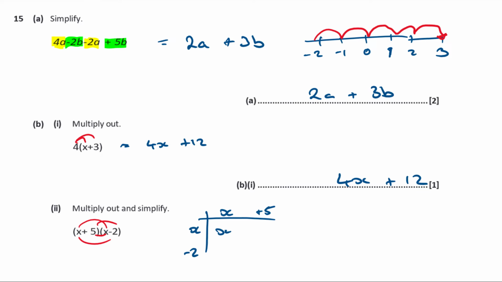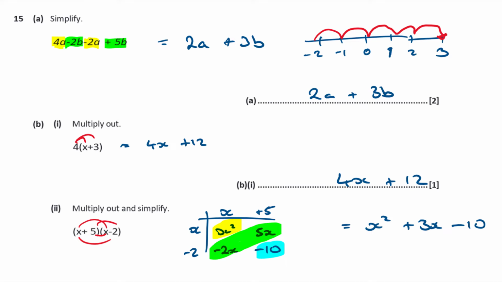So x times x is x squared, x times positive 5 is 5x, x times minus 2 is minus 2x, and minus 2 times 5 is minus 10. Okay, so you've got 3 types of terms here. You've got a term in x squared, that goes at the beginning, so x squared. And then we've got 2 terms in x. I've got 5x minus 2x. Now we need to combine these together. So 5x take away 2x, that is the same thing as 3x. And then finally I've got minus 10 on the end.